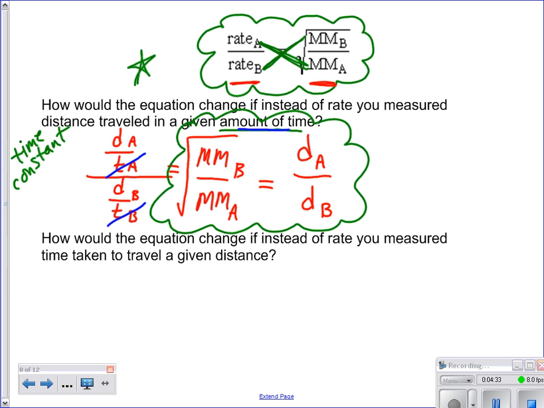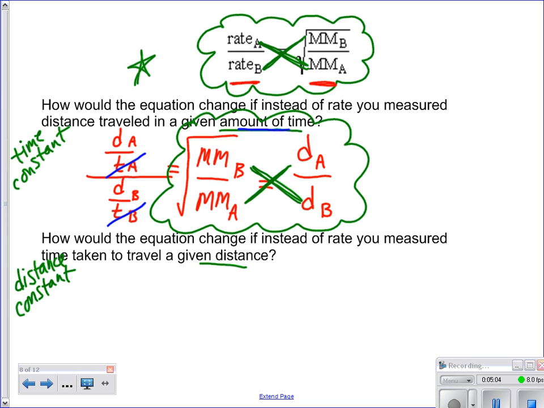And again, notice it's just like formula number one, where you've got that crisscross. So if it's in the numerator on one side, it's on the denominator on the other side, and vice versa. Okay? Then we read through our second one, and it says, how would the equation change if instead of rate, you measured time taken to travel in a given distance? So here we're going to say distance is constant.